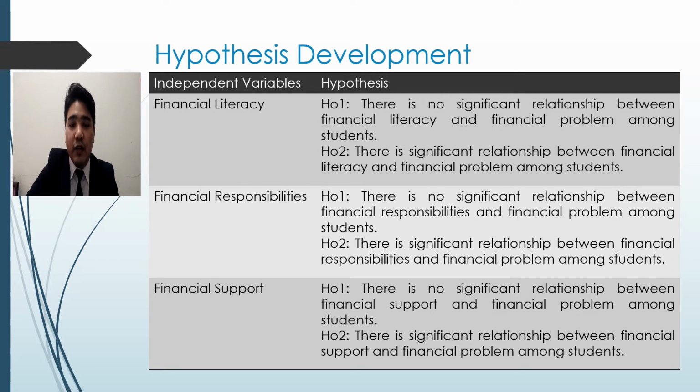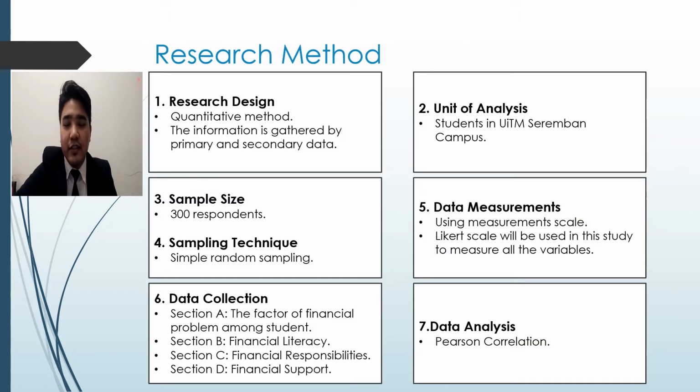As for our hypothesis development, it will be using our independent variables, which are financial literacy, financial responsibilities, and financial support. Next is about our research method. Research methods are the strategies, processes, or techniques utilized in the collection of data or evidence for analysis in order to uncover new information or create better understanding of a topic. And this is our research method.